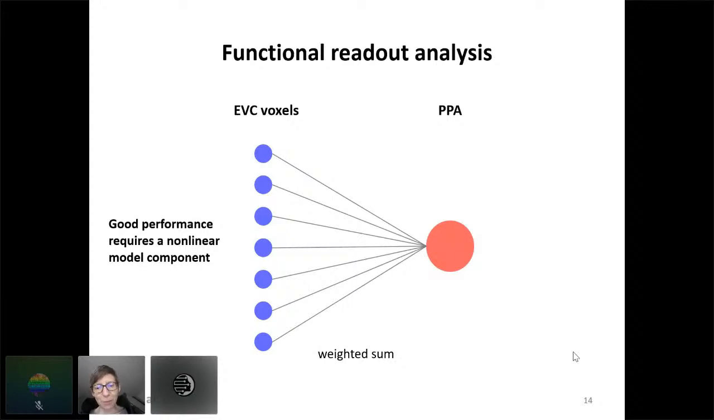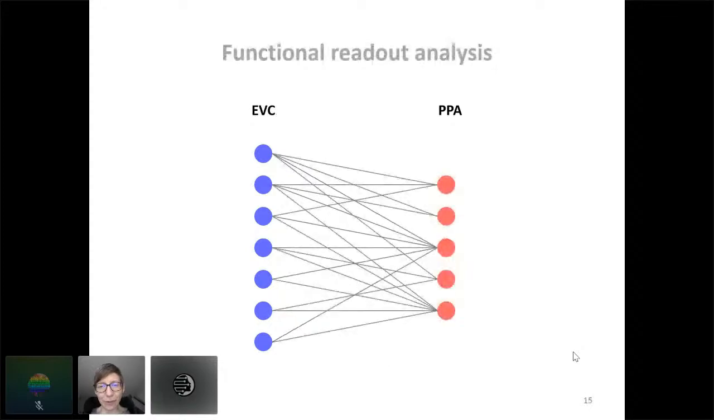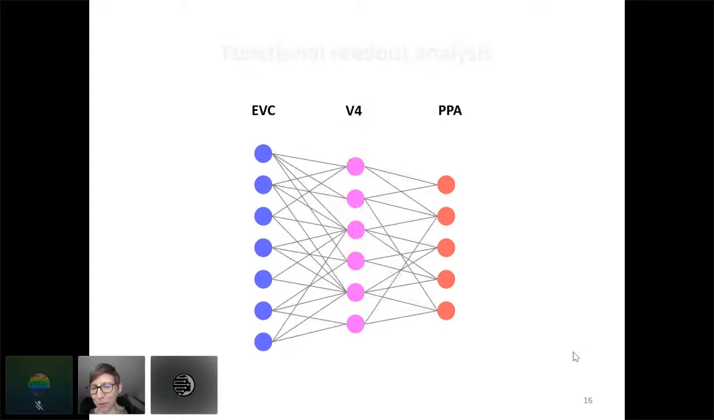So this suggests that our model is too simple, and that's also consistent with previous literature. But now what we can do is extend this model and make it more complex. We can do this in several ways. We can start by saying that PPA actually consists of multiple voxels as well. It's a pattern of response. We can also add intermediate layers or stages of processing, for example V4. Then add nonlinear activation functions to make the network more flexible so that it can learn more complex transformations.